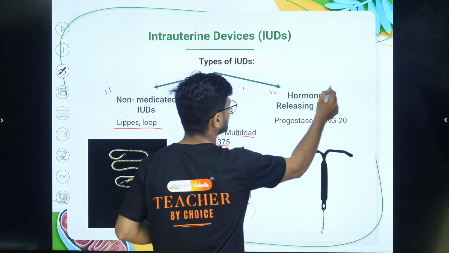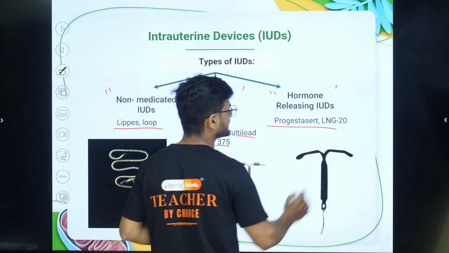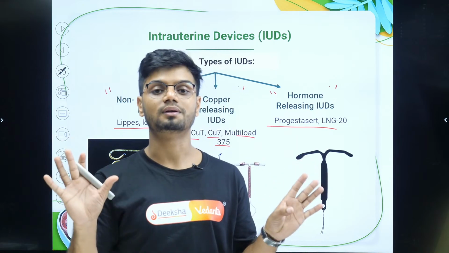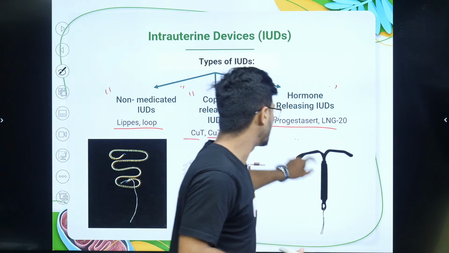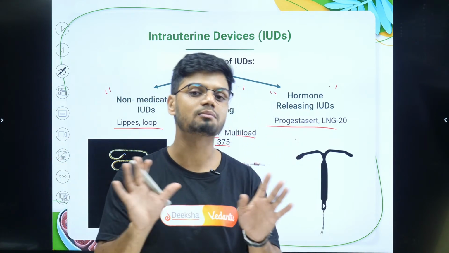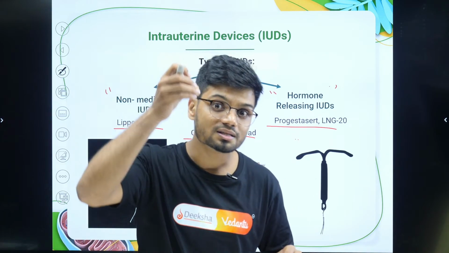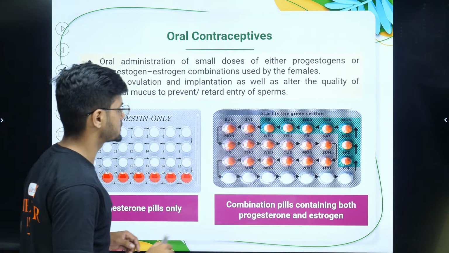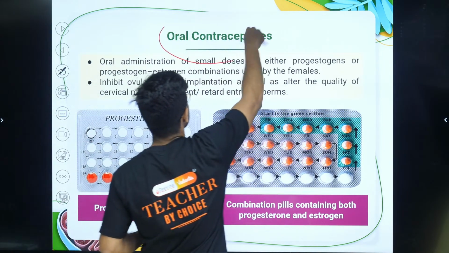Then you have hormone releasing IUDs such as Progestasert and LNG-20. They will make the uterus completely hostile so that sperm cannot survive there. That is your contraceptive.